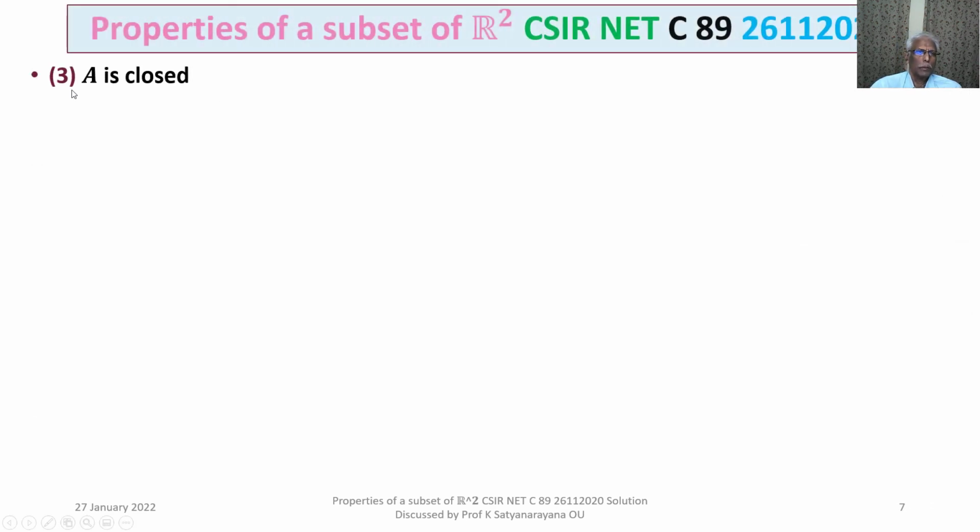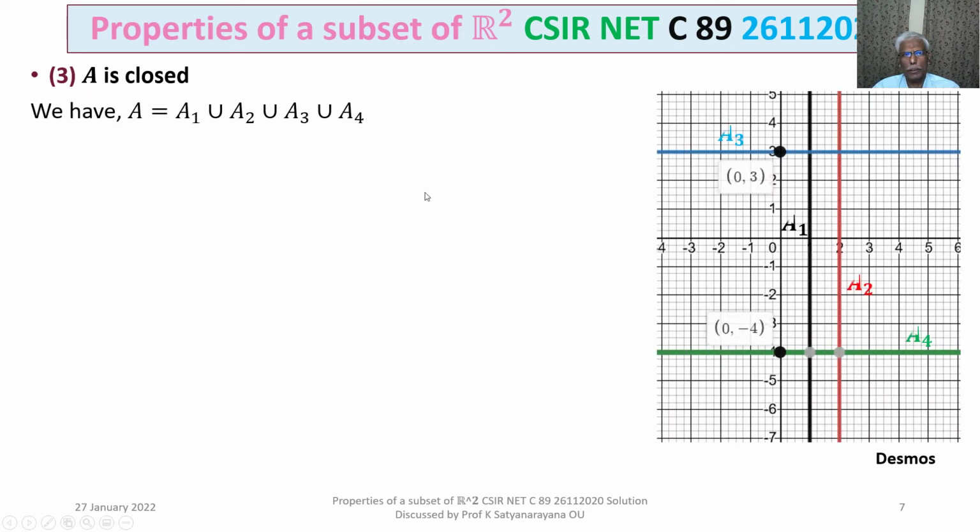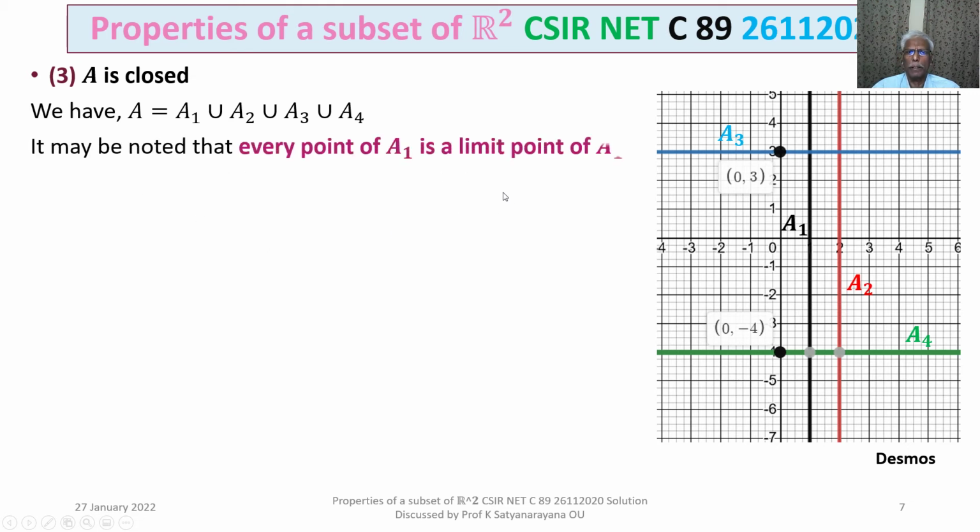We move on to the third option. The statement given under the third option is: A is closed. Now, we have A1 union A2 union A3 union A4. Let's look at the figure. It may be noted that every point of A1, we talk about A1 first, if you take any point on A1, that is a limit point of A1.